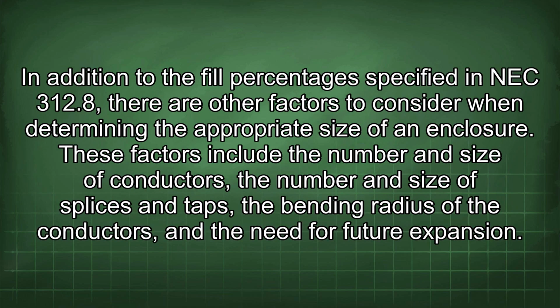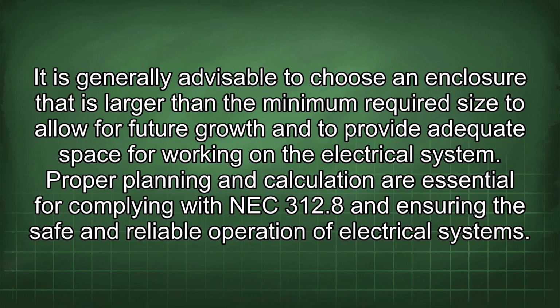In addition to the fill percentages specified in NEC 312.8, there are other factors to consider when determining the appropriate size of an enclosure. These factors include the number and size of conductors, the number and size of splices and taps, the bending radius of the conductors, and the need for future expansion. It is generally advisable to choose an enclosure that is larger than the minimum required size to allow for future growth and to provide adequate space for working on the electrical system.